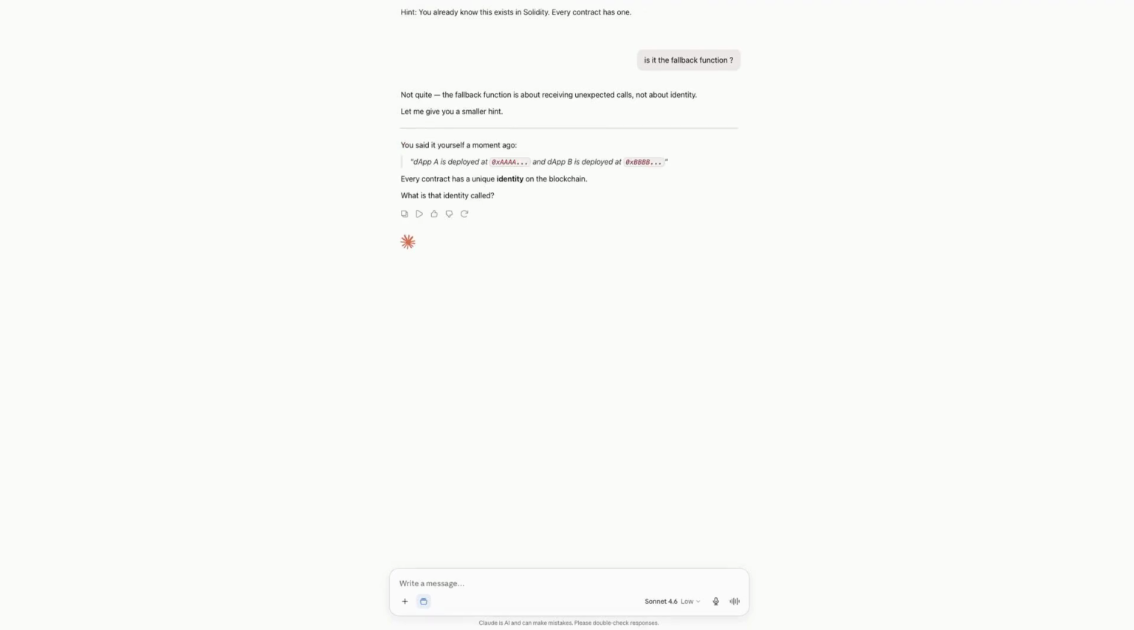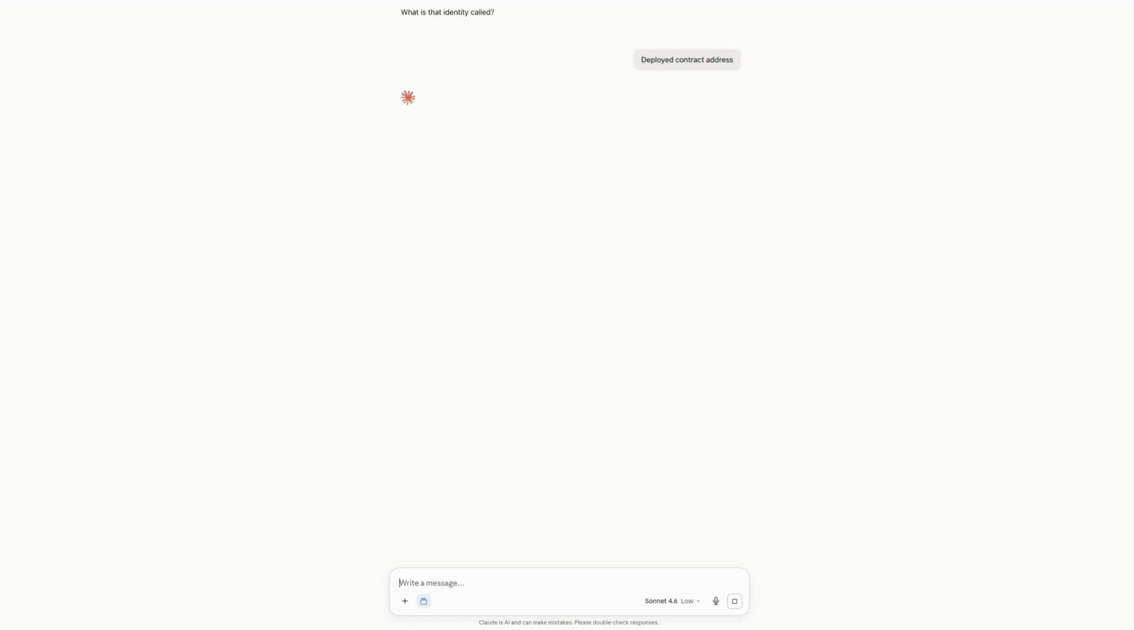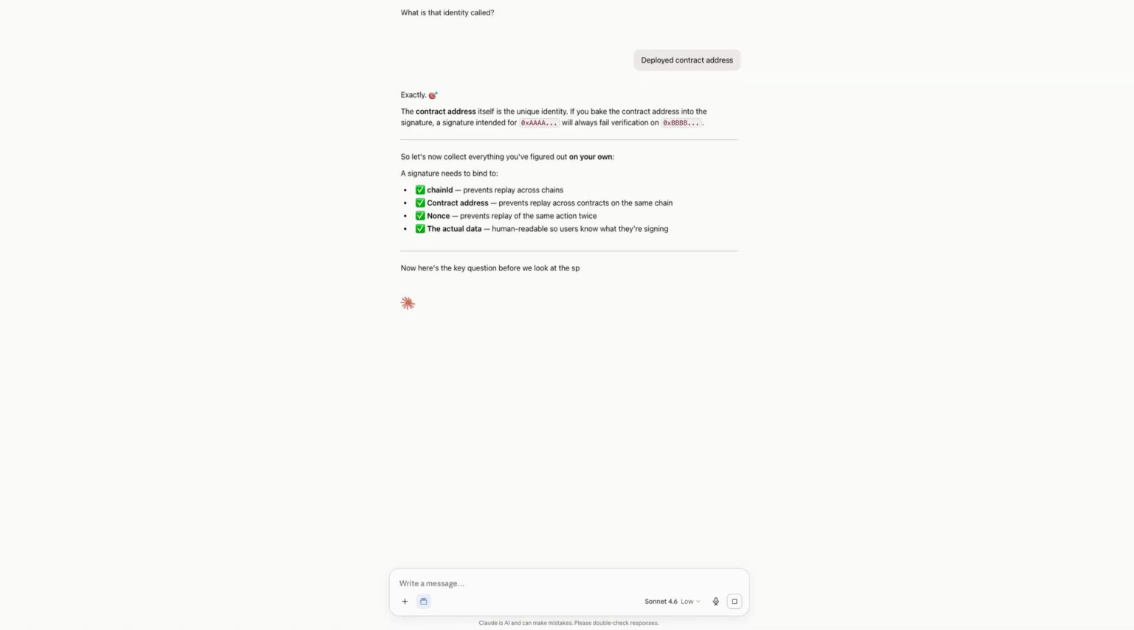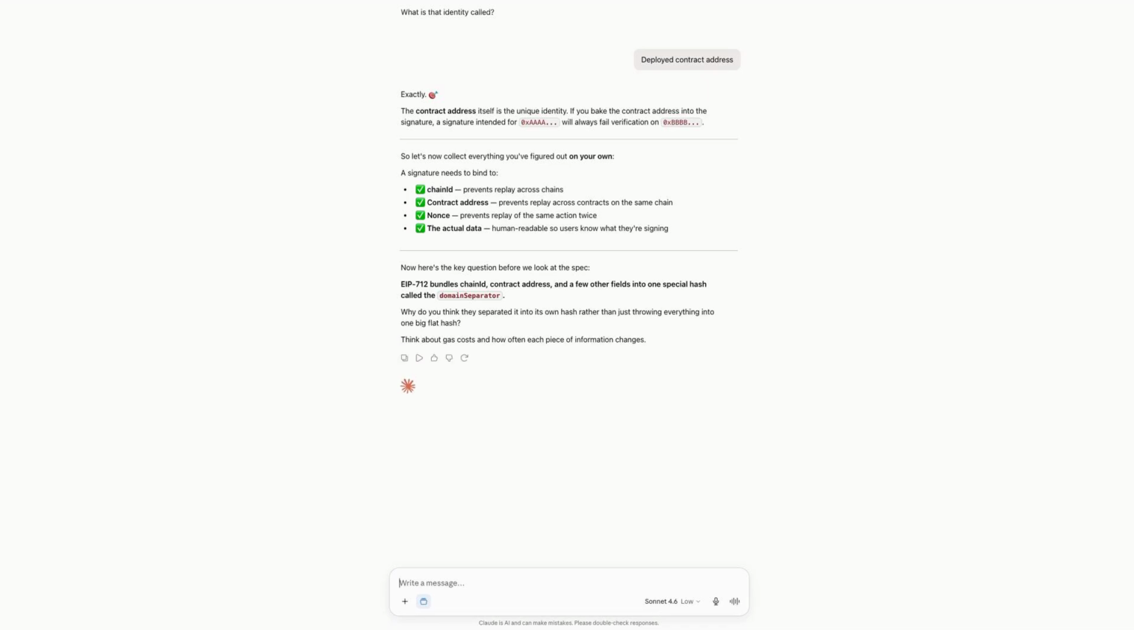Let me give you a smaller hint. You said it yourself a moment ago, that A is deployed and that B is deployed. Every contract has a unique identity on the blockchain. What is that identity? Deployed contract address. Okay, if you bake the contract address into the signature, a signature intended for 0xAAA will always fail verification on 0xBBB.